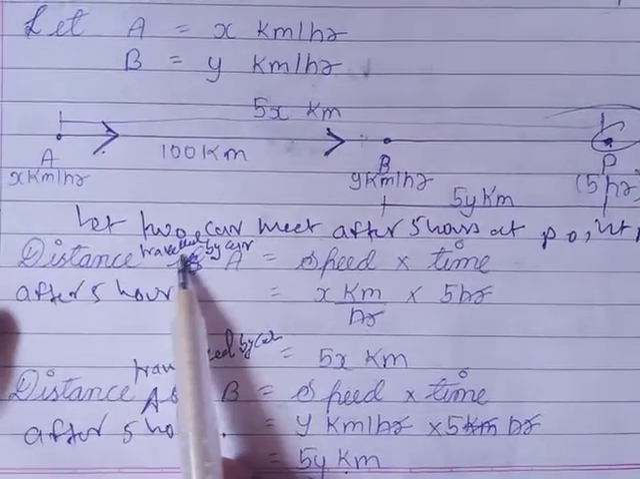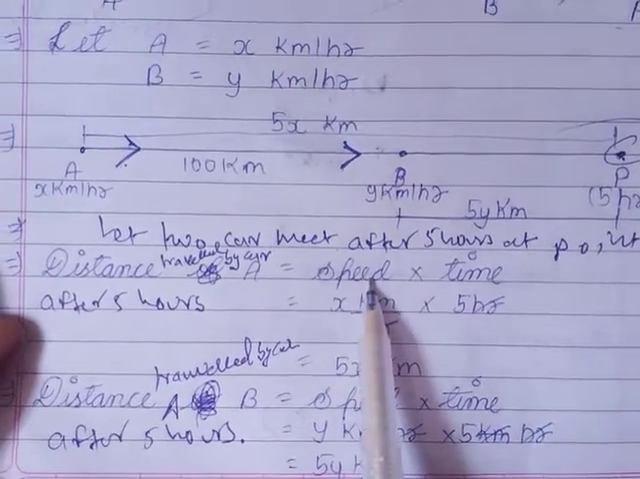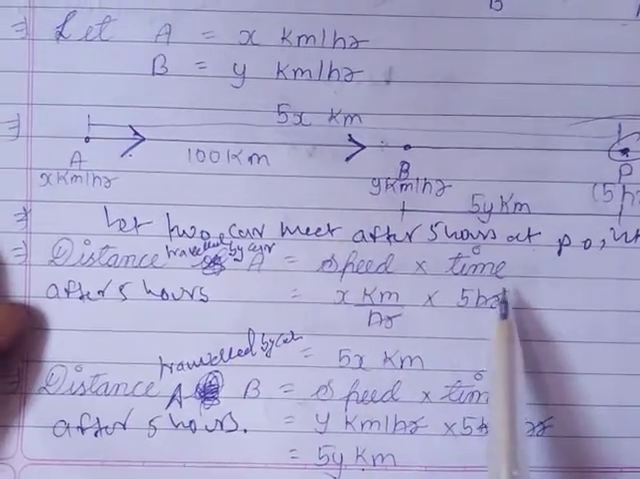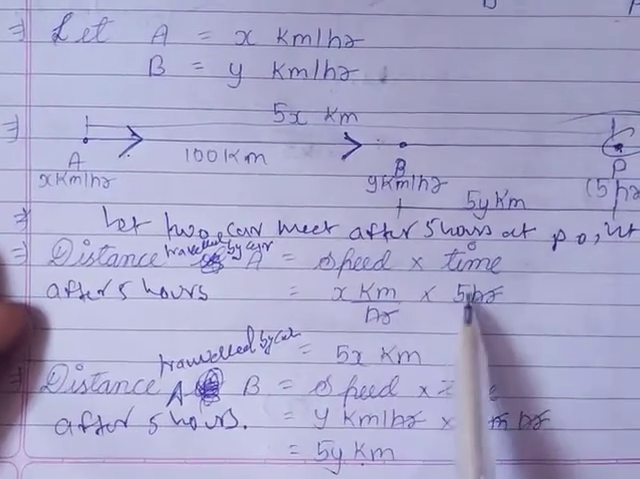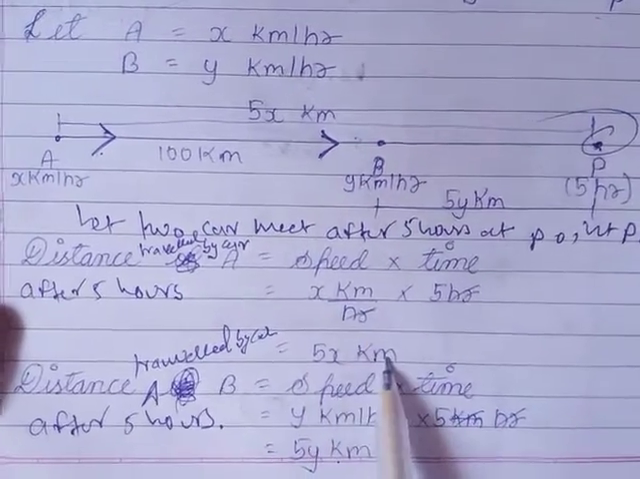So the distance traveled by car A after 5 hours is equal to what? Speed into time. Speed is x kilometers per hour, and time is 5 hours. So hour and hour cancel out. So what do we get? 5x kilometers.